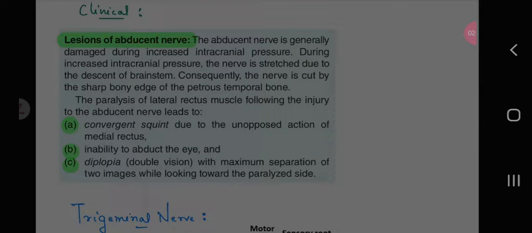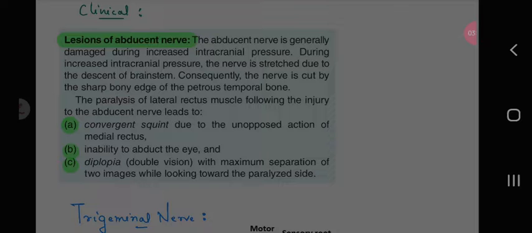Lesions of the abducens nerve. The abducens nerve is generally damaged during increased intracranial pressure. During increased intracranial pressure, the nerve is stretched due to the descent of brainstem. Consequently, the nerve is cut by the sharp bony edge of the petrous temporal bone.